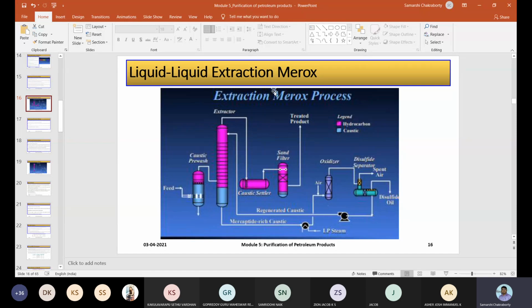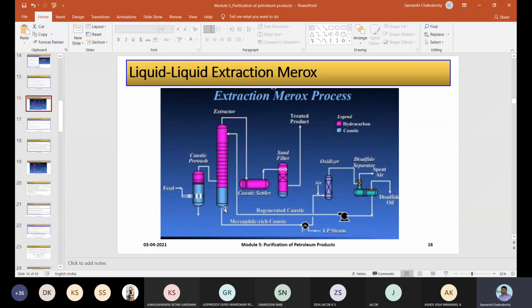So, this is my Merox extraction process. If the feed contains certain amounts of H2S, it has to be passed through the pre-wash, and that is why this caustic pre-wash is done. Then it moves into my extractor column, where multiple stages will be there.